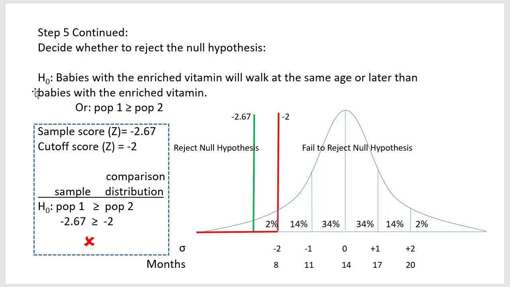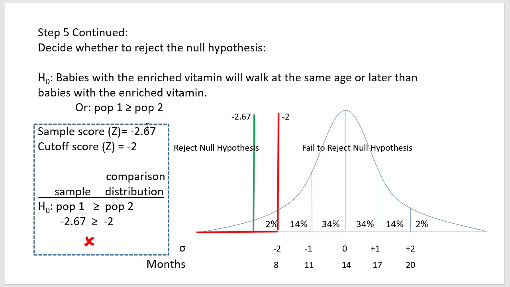We need to determine if our baby who walked with the enriched vitamin is different than babies that walked with the regular vitamins. Our sample's z-score is -2.67, meaning our baby walked at an age that is 2.67 standard deviations below the mean. That looks pretty bad for a null hypothesis. We might get to reject it.